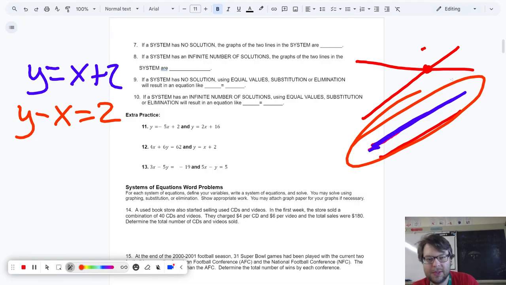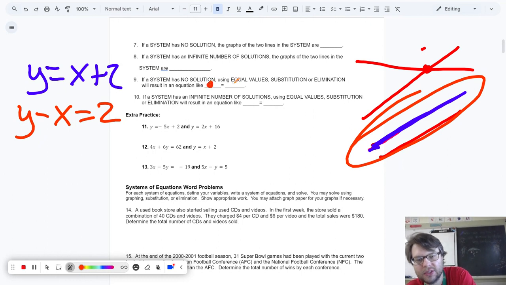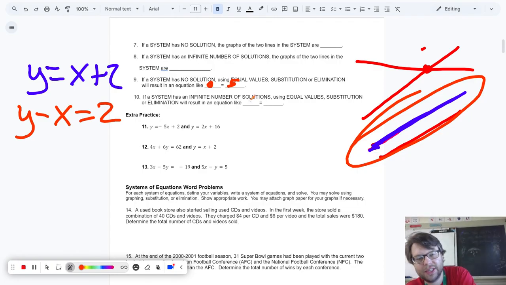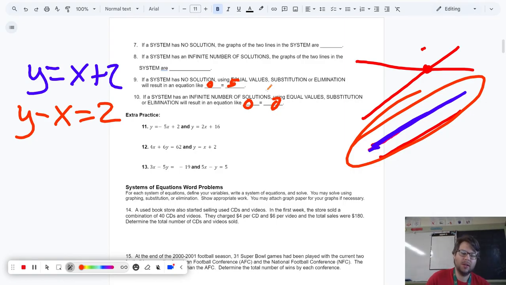Number 9, if a system has no solutions, using equal value, substitution, or elimination will result in an equation like blank. So if you have no solution, you end up with something that is never true. It doesn't matter what x or y you plug in, it's never true. So you will result in an equation like 0 equals 5, or 1 equals 7, or 0.5 equals 3/4, something that is never true. However, if you have an infinite number of solutions, then you will result in an equation that is always true, like 0 equals 0, or 2/3 equals 2/3.